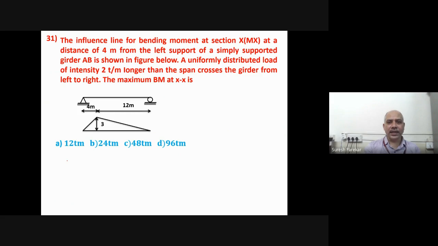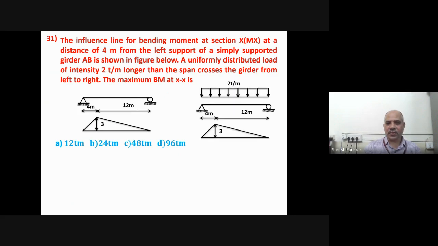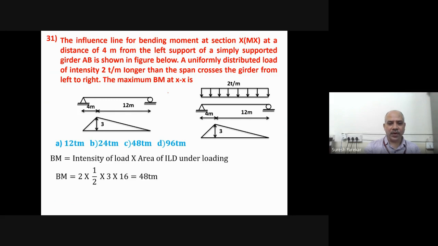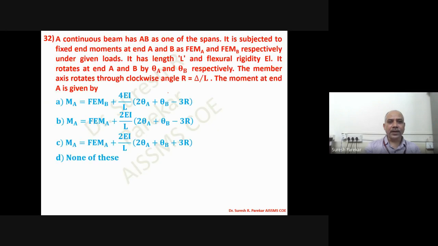Then the influence line diagram is given for moment, and we have to find out the maximum bending moment. So the maximum bending moment we are going to get will be the total area into the intensity of load. You can see this. So we have it like this, and then we will multiply 2 by the area. So we have 48 ton meter. C option.